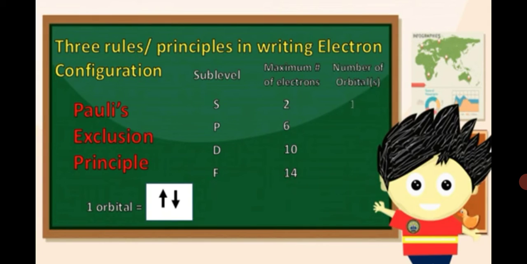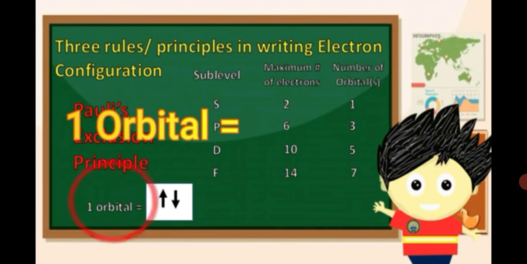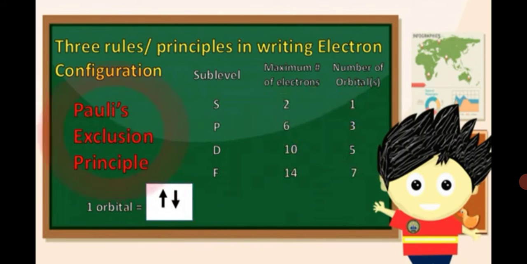Sa S sublevel, meron itong isang orbital dahil sa bilang ng maximum number of electrons na kaya nito i-accommodate. Sabi sa Pauli's exclusion principle, isang pares lamang ng electron ang pwedeng i-accommodate sa bawat orbital. Samantalang sa P sublevel, ito ay magkakaroon ng 3 orbitals sa kadahilan ng ito ay may maximum number of electrons na 6. Samantalang ang D sublevels, meron itong number of orbitals na 5 dahil ang maximum number of electrons ng D sublevel ay 10. Samantalang ang F sublevel ay may 7 number of orbitals kung saan ibinatay natin ito sa 14 na maximum number of electrons na kayang i-accommodate sa sublevel na ito. Lagi nating tandaan na 1 orbital must accommodate a pair of electrons, gaya ng sinabi sa Pauli's exclusion principle.